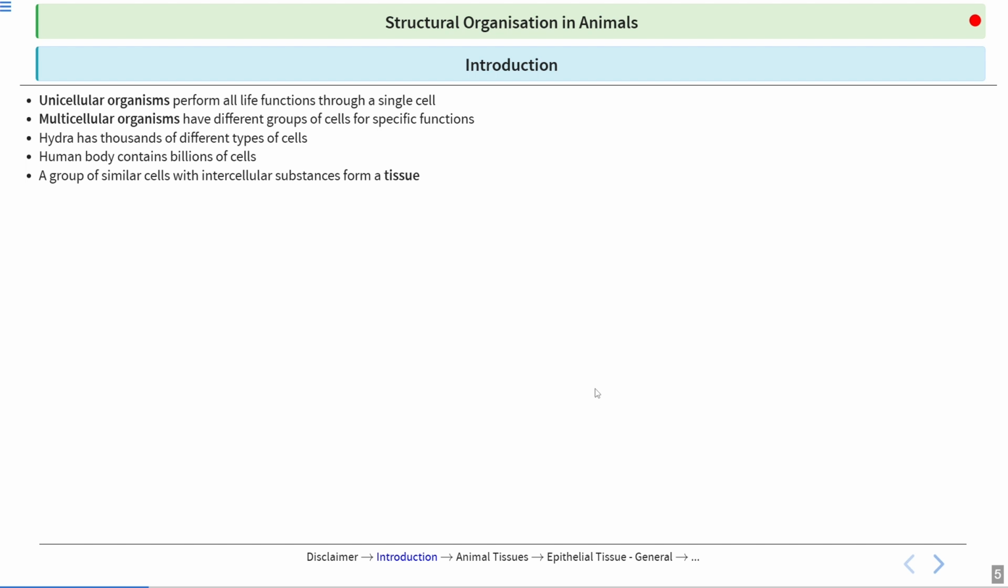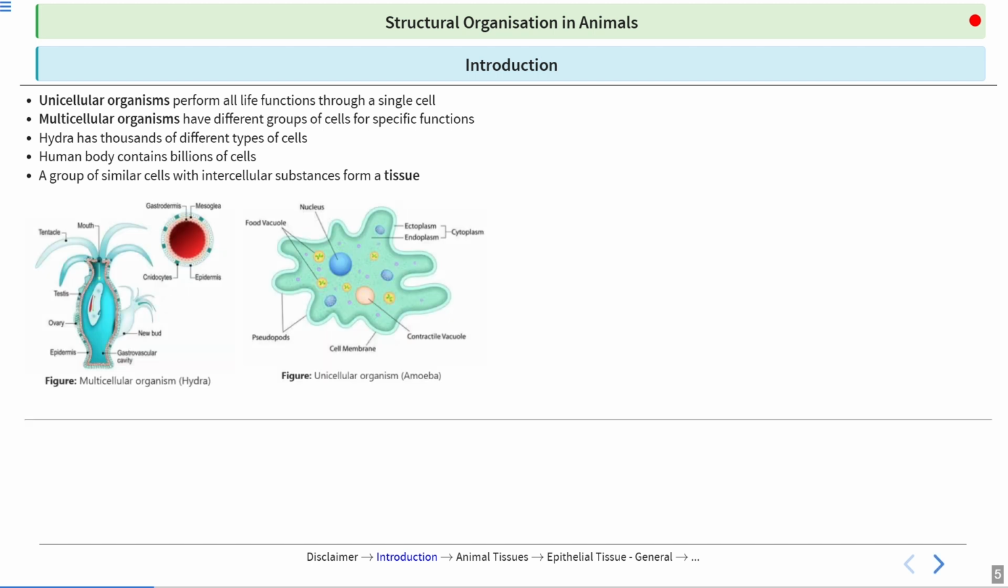A group of similar cells with intercellular substances forms a tissue. So, what happens in the tissue? Many cells unite together. They are of similar structure, and they originate from the same origin. Their origin is the same, and they unite together to perform one particular function, and that is called a tissue.